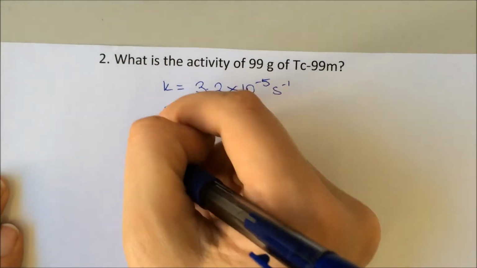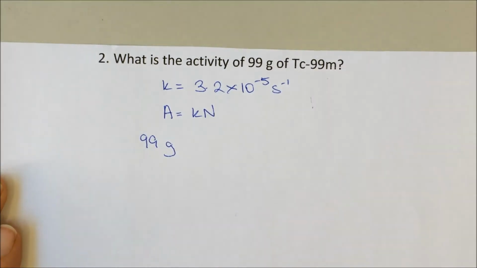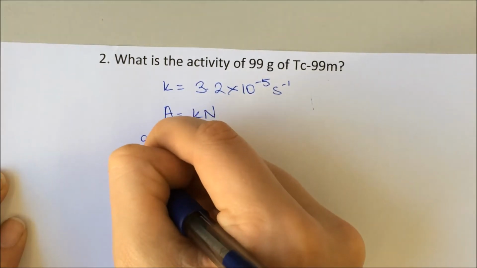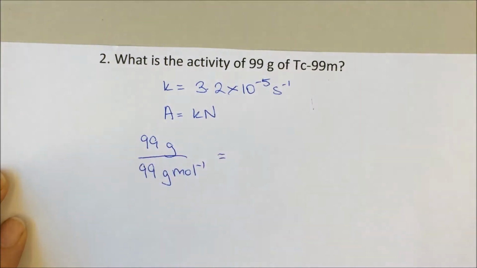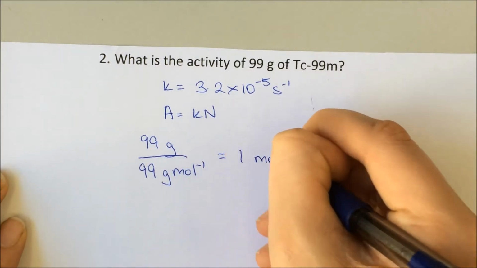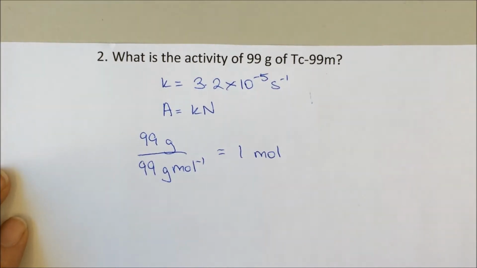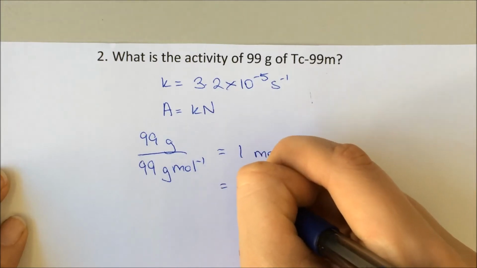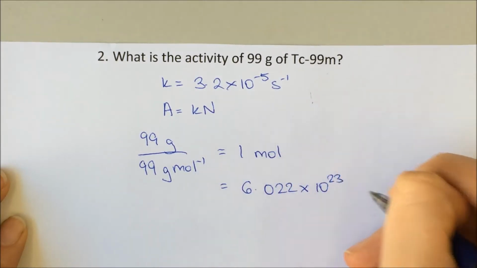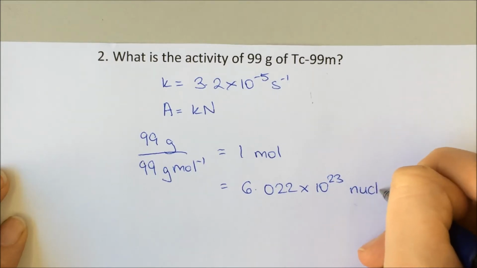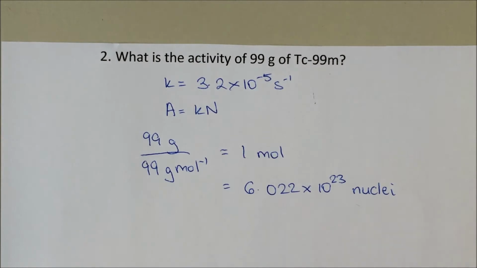We know that we have 99 grams of technetium. Technetium-99 will have a mass of exactly 99. So we can divide that by 99 grams per mole, and that tells us that we have 1 mole of technetium. But we don't need to know moles, we need to know nuclei or molecules. So we can multiply that by Avogadro's number, and that tells us that we are thinking about the activity of 6.022 by 10 to the 23 nuclei.